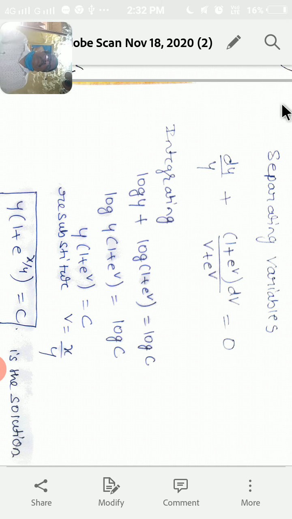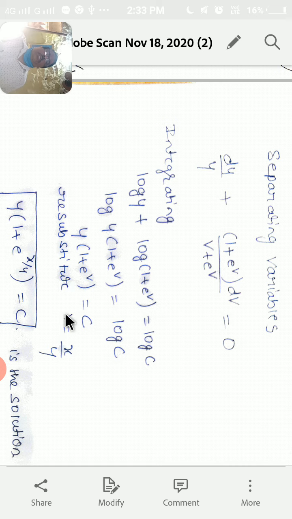After making variable separable, we get dy/y plus (1 + e^v) divided by (v + e^v) dv equal to 0. Now integrating, we get integration of 1/y dy is log y, plus here the numerator is the differential of the denominator. When you differentiate the denominator, we get 1 + e^v, which is in the numerator. So again its integration is log(v + e^v), equal to the integration constant log c. So this is log m plus log n, so log mn is equal to log c. Both sides log cancels, so y(v + e^v) is equal to c.